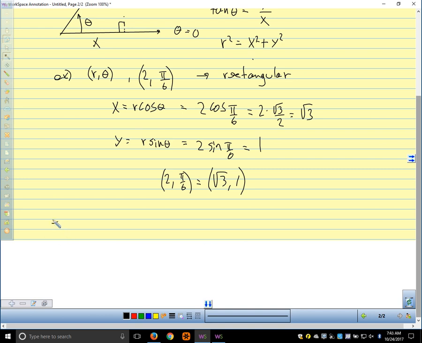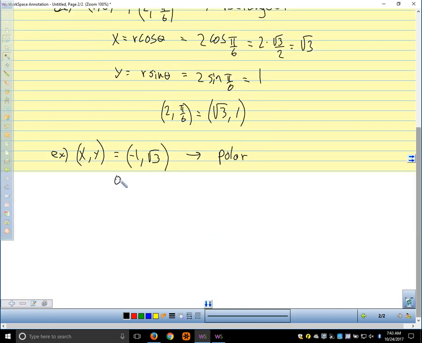All right, let's go the other way. This can be a little trickier. So we have x, y in rectangular coordinates is (-1, square root 3), and we want to go to polar. What we have to be careful with here is what quadrant we are in. Second. So we need a second quadrant angle, so we need theta in the second quadrant.